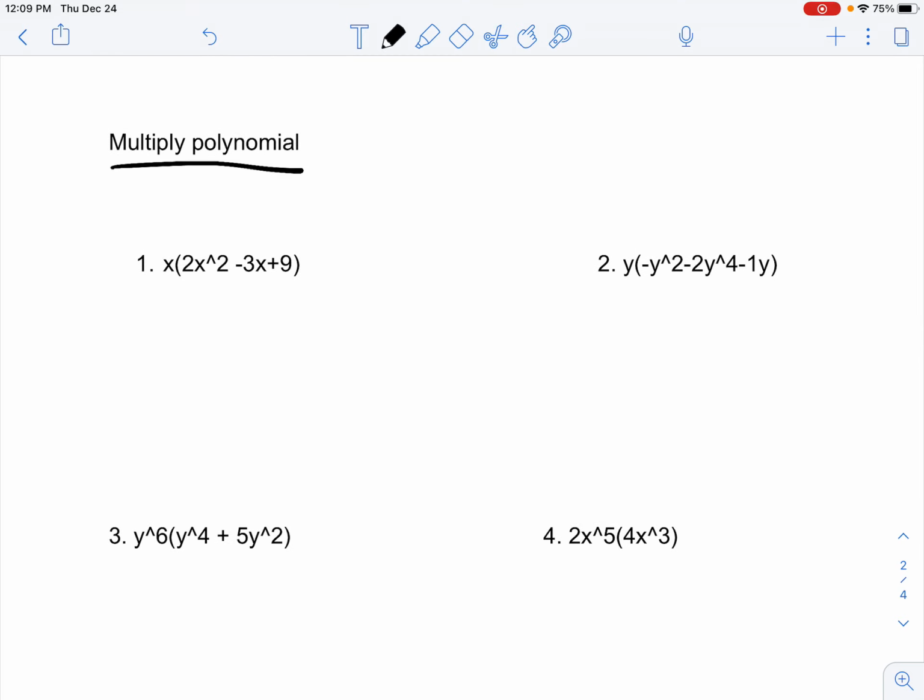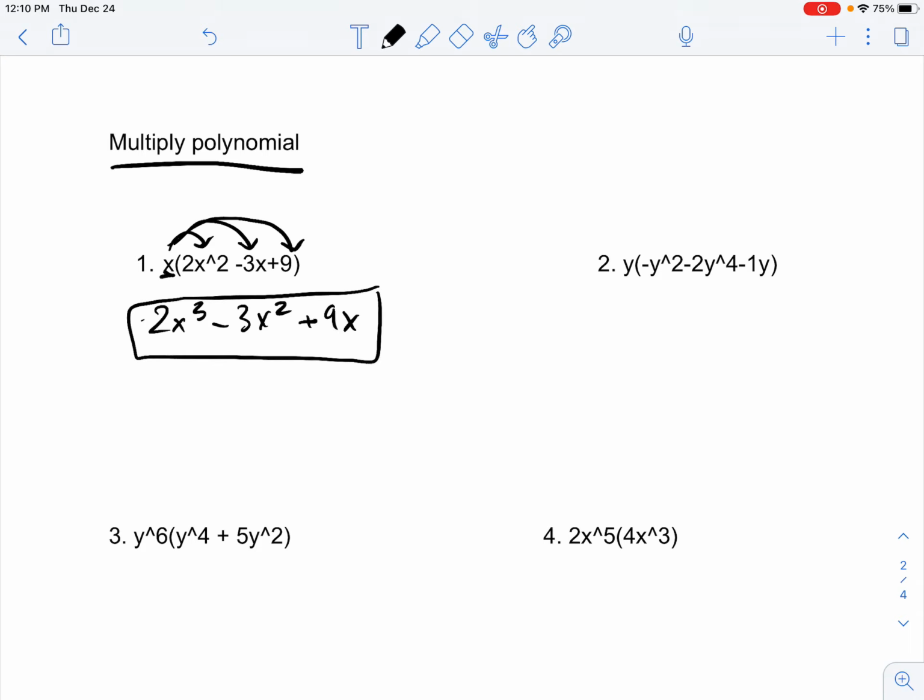Now, let's try multiplying polynomials again. So, simple enough, we're just multiplying each term by this x. So you get 2x cubed minus 3x squared plus 9x. And that would be your answer. For this one, you would distribute y into each term. So negative y cubed minus 2y to the 5th minus y squared. And that would be your answer for that problem.